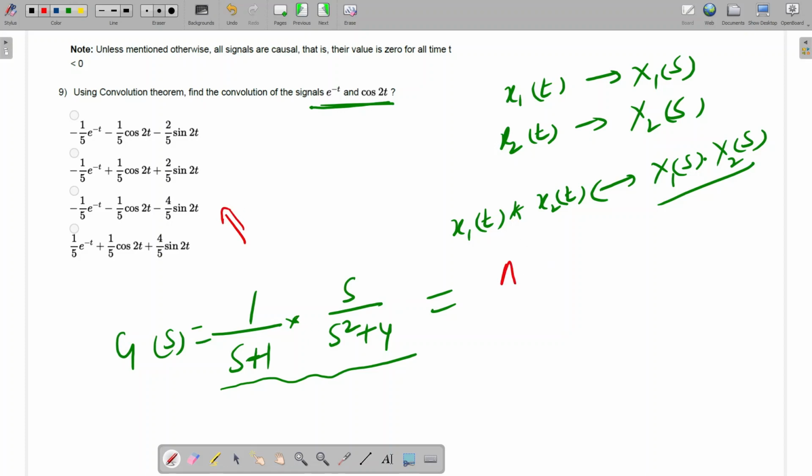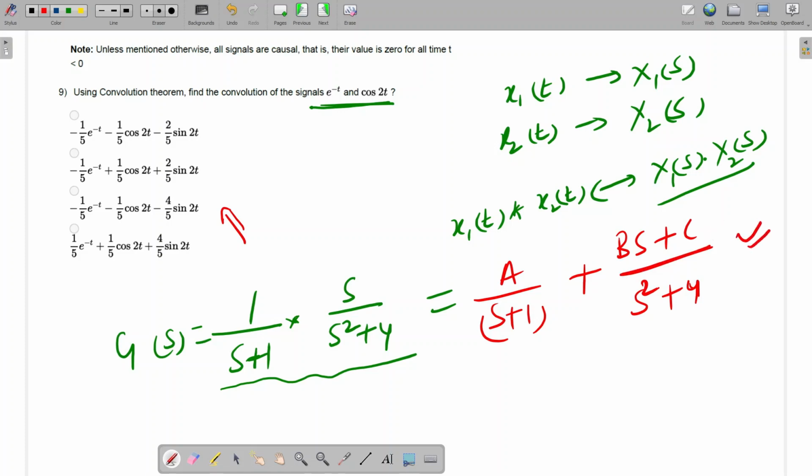It is a by s plus 1 plus bs plus c by s square plus 4. In case of a quadratic, this kind of thing will come. All of you know how to factorize this. It is clear to all? Yes, it's partial fractions. So what are the a, b and c values?